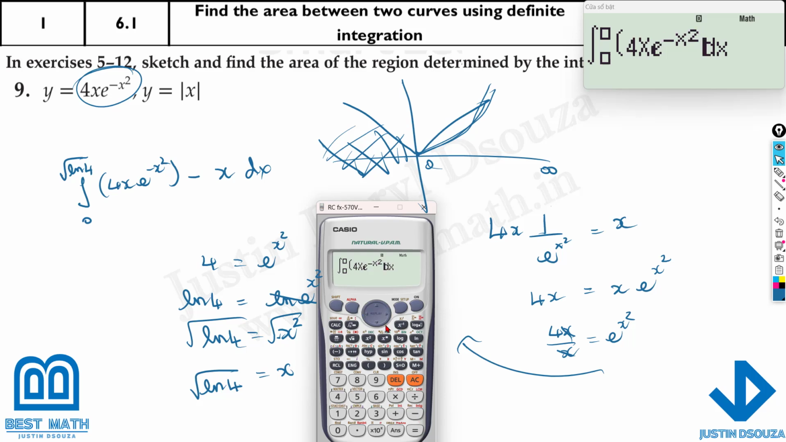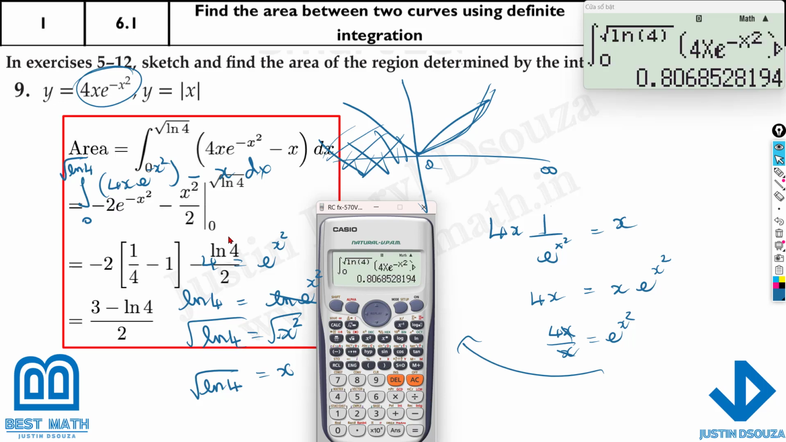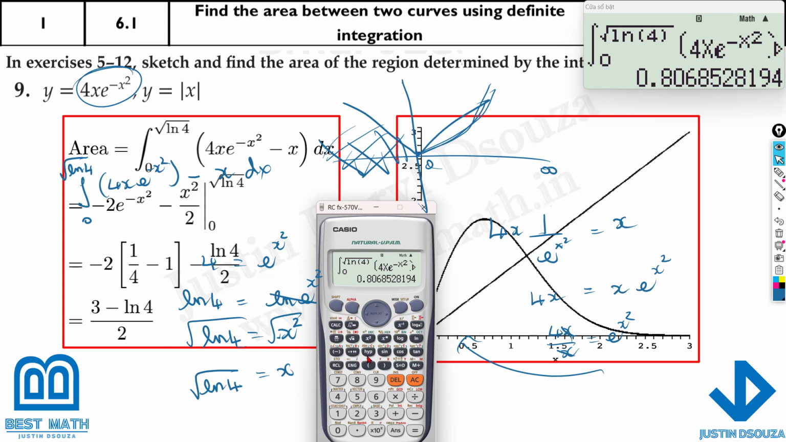And you have to close the bracket, minus x, and it goes from 0 to square root of natural logarithm of 4. There we go. The answer is 0.806. And here, okay, this is the answer. So what we need to do is write this answer down. 0.8068.